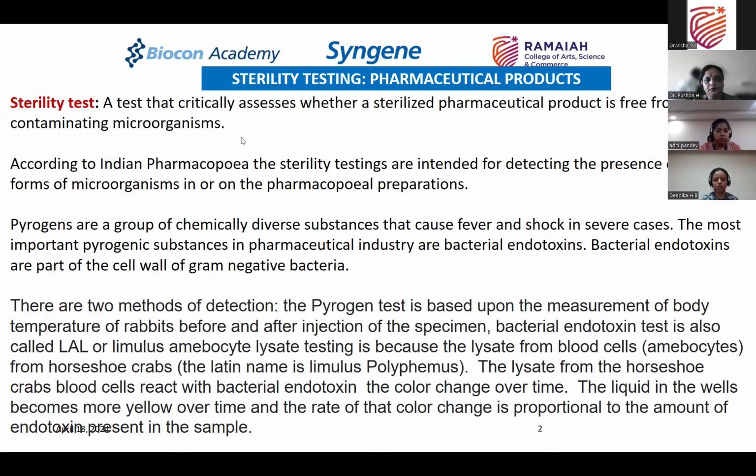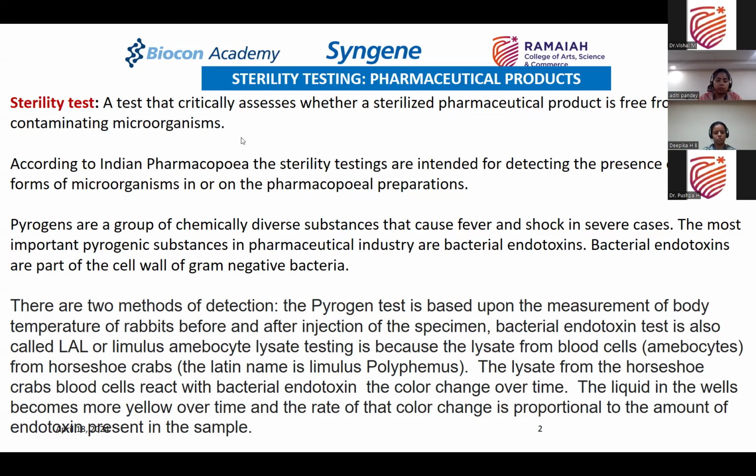Ma'am, the living ones which can reproduce, ma'am. Yes, very nice. So here we would like to analyze whether the pharmaceutical product has microorganisms which are alive. That is the meaning of sterility testing.